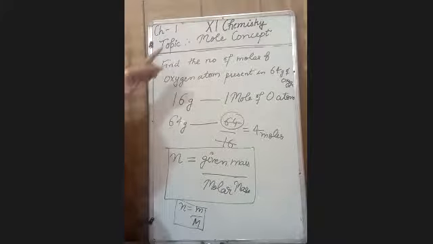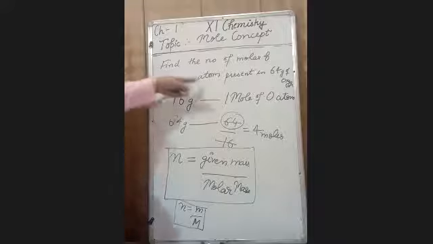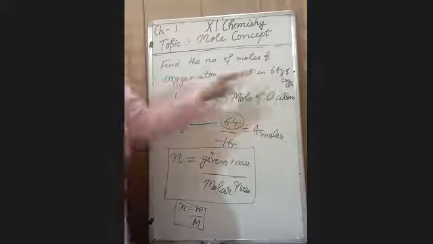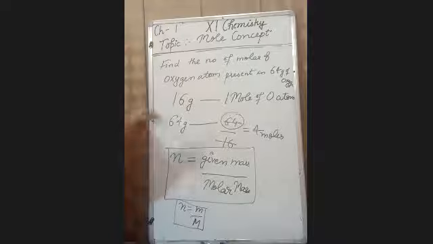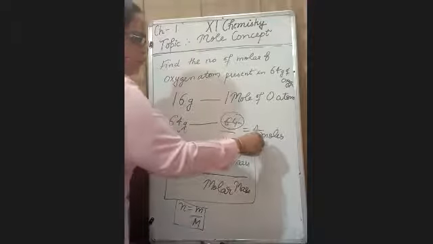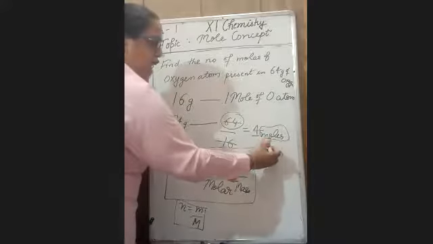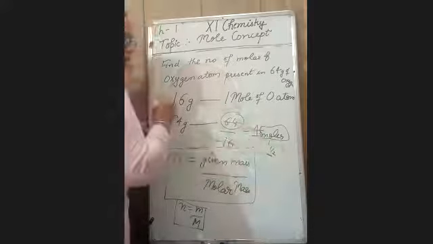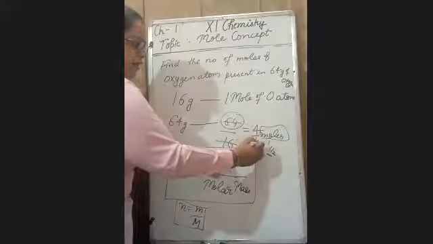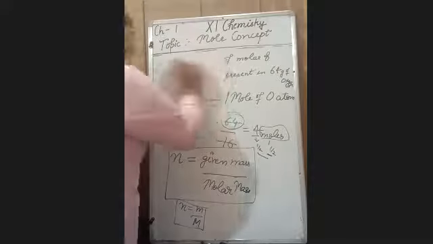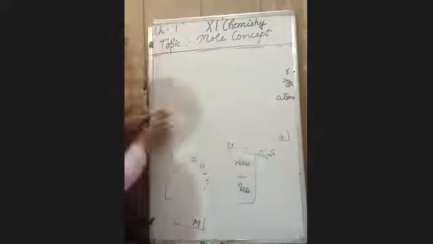Find the number of moles of oxygen atom present in 64 gram of oxygen. Given mass is 64 and molar mass is 16. So 64 divided by 16 comes out to be 4. Do not forget to write the units. It is of half marks out of 1 and this part is of half mark. So do not cut your half marks. Students generally forget to write the units.